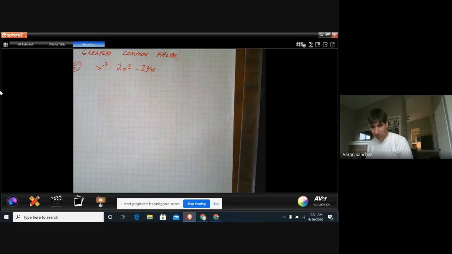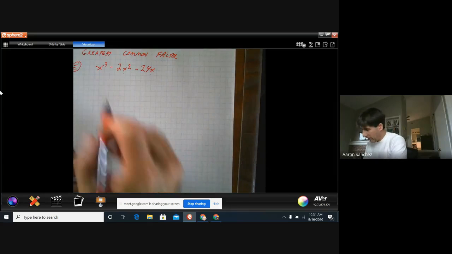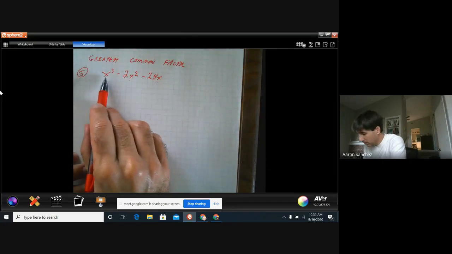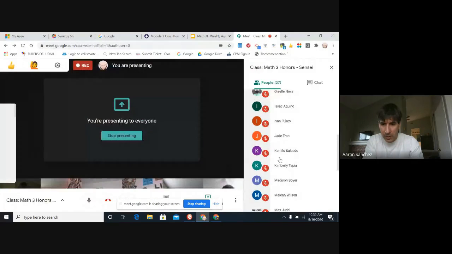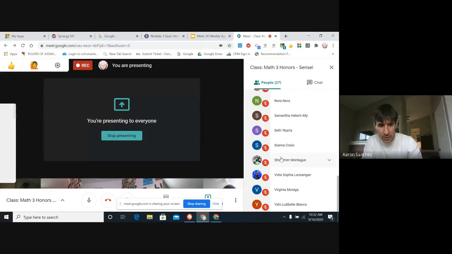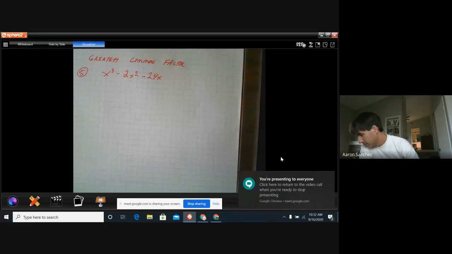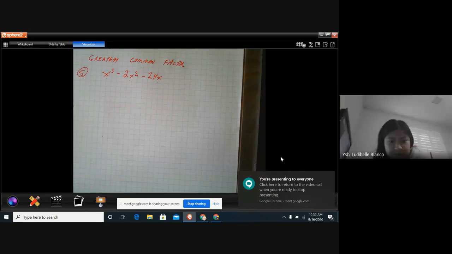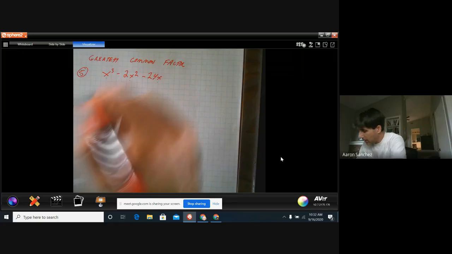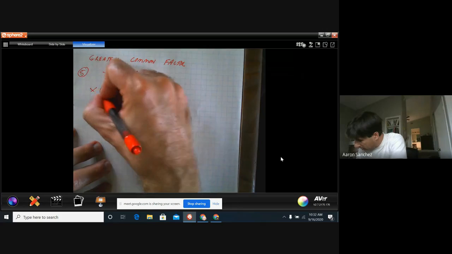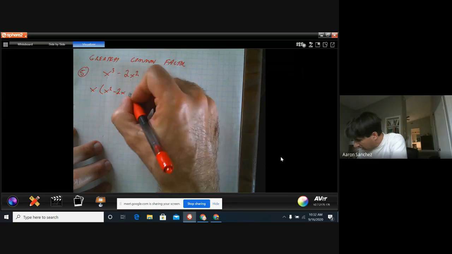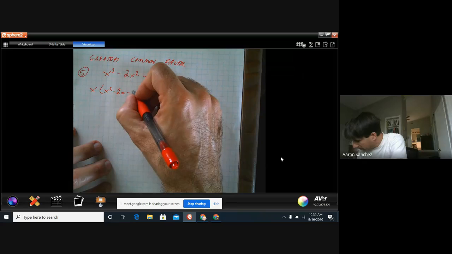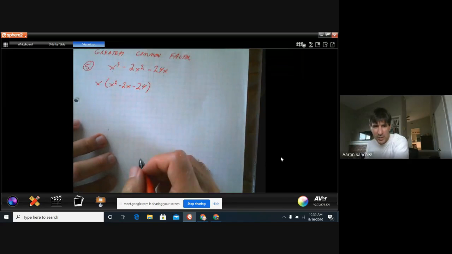Number 5 asks us to factor this completely. Now we got to find the greatest common factor, which we already talked about. What is the greatest common factor here? Let's go with Ishi. What's the greatest common factor there? X. Yeah, they're all divisible by x, so I can take out an x. Imagine in my mind I'm dividing each of these by x. X cubed becomes x squared. 2x squared becomes 2x. Negative 24x becomes negative 24. Okay, so I factor out the x.